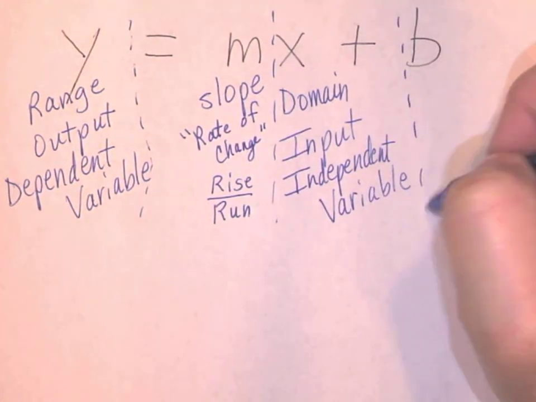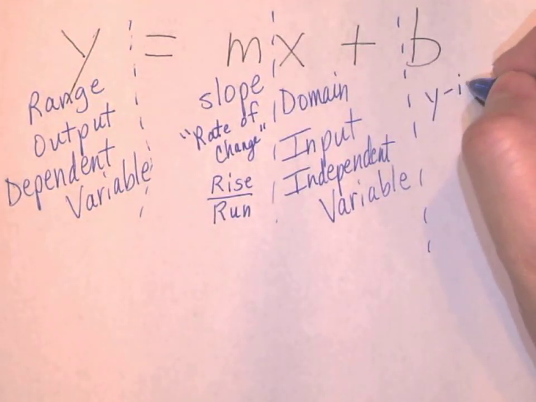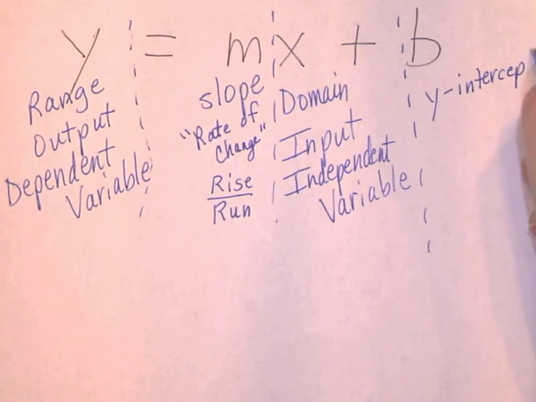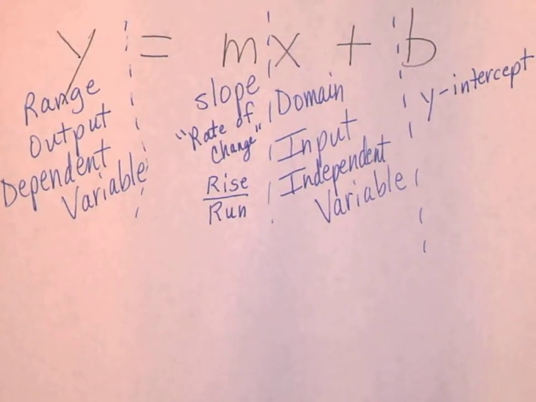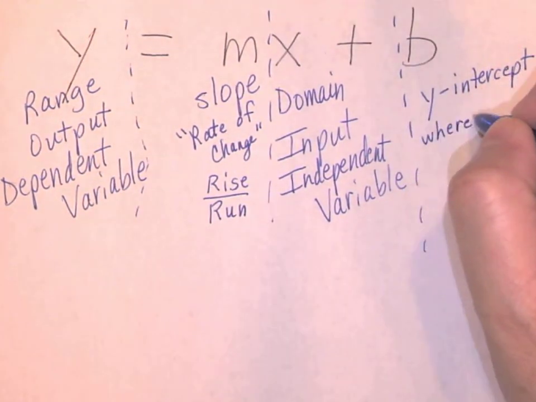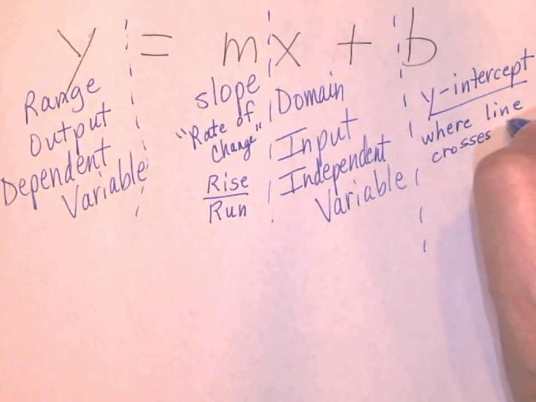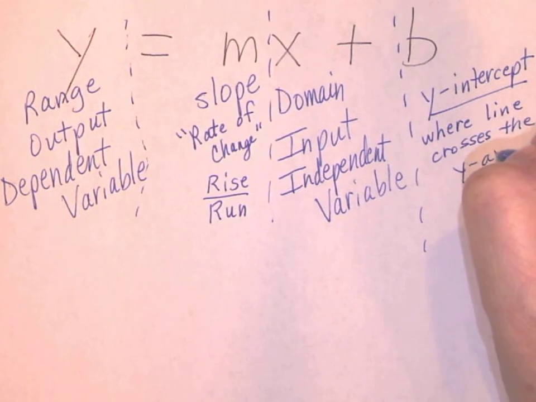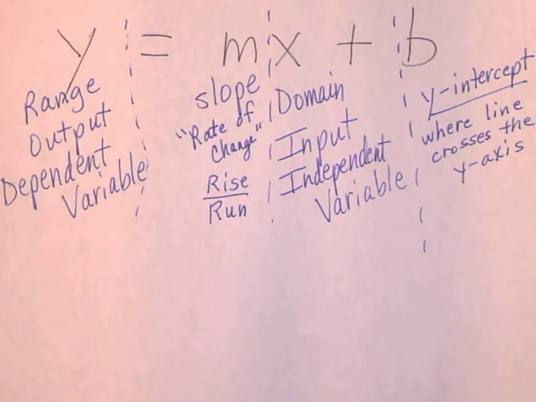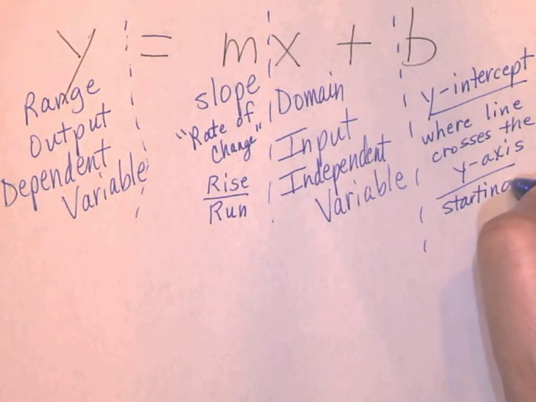All right, so the brand new thing is B. B is your y-intercept. In case you're unfamiliar with that term, y-intercept is where the line that we're going to graph, the linear function, crosses the y-axis. So we're going to write that down: where the line crosses the y-axis. It's always your starting point. B is always your starting point.